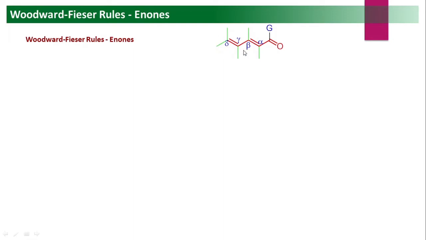Now if substituents are there, their positions are different. The carbon next to the carbonyl group is alpha, the second position is beta, the third position is gamma, and the fourth position is delta. Further substituents we can consider as delta only. So the important thing is: first carbon alpha, second beta, third gamma and fourth delta. This is how the enone system is numbered.